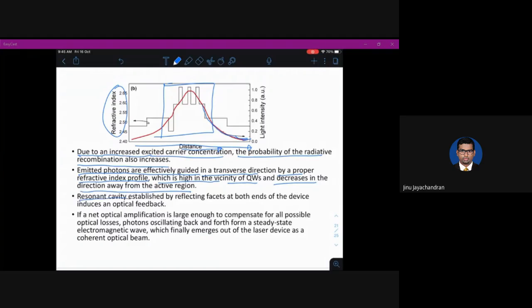The resonant cavity established by reflecting facets at both ends of the device induces an optical feedback. So in the device that we have seen, I have already told that there is a cleaved structure at the end. Okay, so this is kind of a reflecting structure. So whatever laser action has been produced will be reflected back, creating a resonant cavity, which is the basic requirement for a laser. And the reflectivity of this cleaved structure, so this is called a cleaved structure.